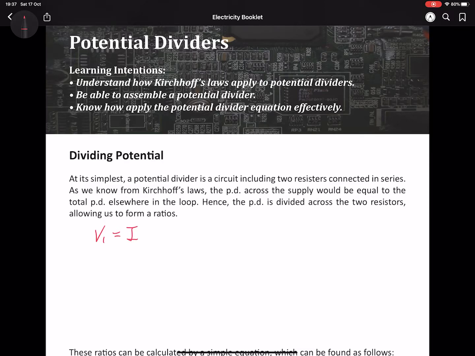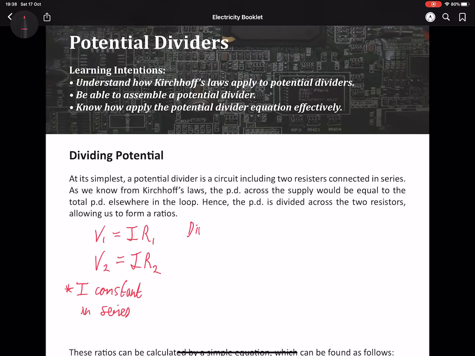So if we consider two resistors, R1 and R2, in series, we know that V=IR will apply and that the current going through both will be the same, because the current is constant everywhere in a series circuit. So we can say V1 equals IR1 and V2 equals IR2. So we can form a ratio with these.